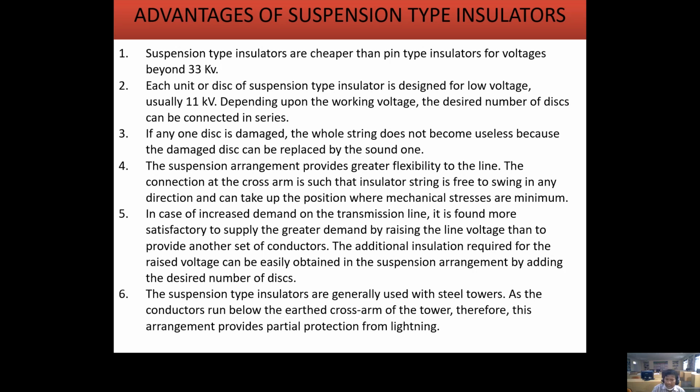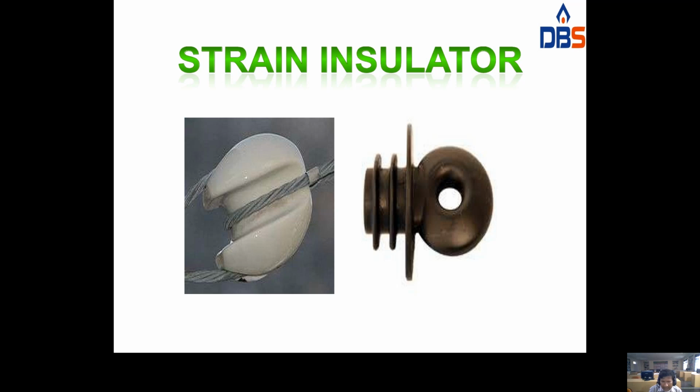Suspension type insulators are generally used with steel towers, as the conductors run below the earthed cross arm of the tower. Therefore, this arrangement provides partial protection from lightning, and it may be arranged in a horizontal manner, not vertical. Suspension type insulators are arranged in a horizontal manner. Next one, strain insulators. Look at the figure.